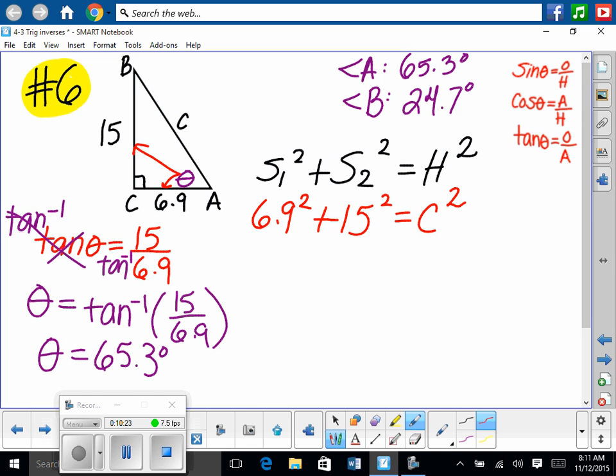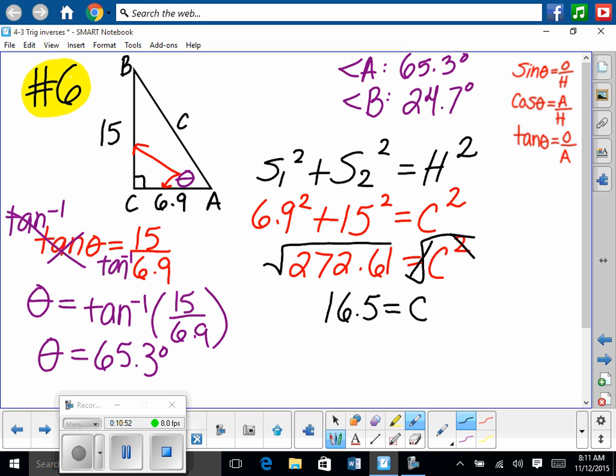Then solve for c. Type it in your calculator. 6.9 squared plus 15 squared. Hit enter. We have 272.61 is equal to c squared. Last step to get c alone, square root both sides of the equation so that our root cancels out our power, because we want c, not c squared. So then you'll take your calculator, the square root of 272.6: 16.5.